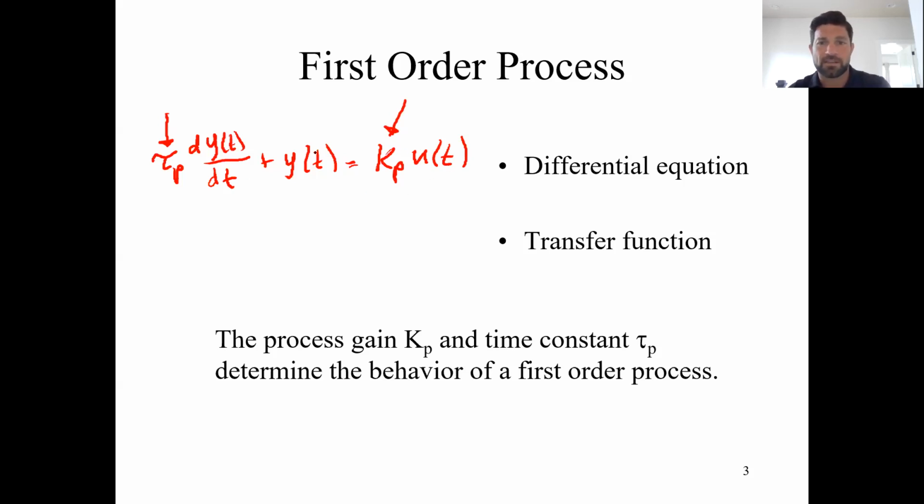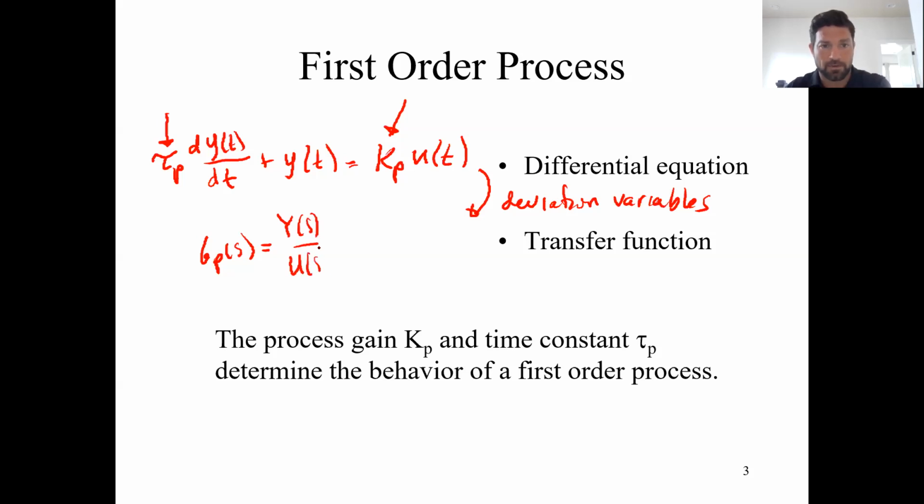So if we go through our process of deriving the transfer function from a first order differential equation in terms of deviation variables, remember, when we go from here to here, we are using deviation variables. The transfer function for a first order process is always going to look the same. So G of P equals the output over the input in the Laplace domain, which equals Kp over tau P s plus 1.